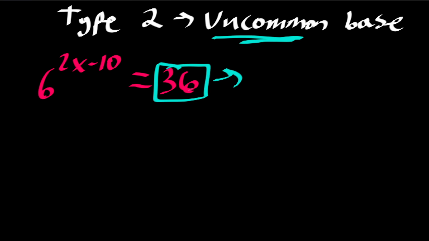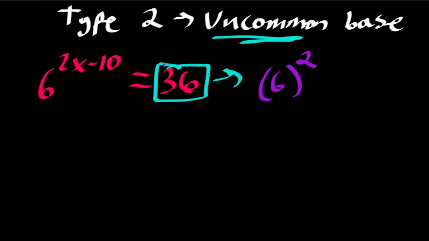So I want to make 36 have a base of 6. So it has a base of 6, but I still need to get 36. I can't just get rid of 36. I need 36, and if 6 is a base, I need to have an exponent. So right now I'll just write it as a question mark. 6 to the what power is 36? That's the question you're going to ask yourself. All right? So hopefully you're going to say 6 to the second power is 36.